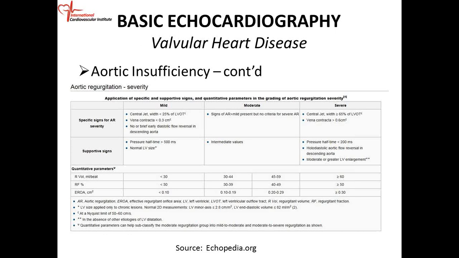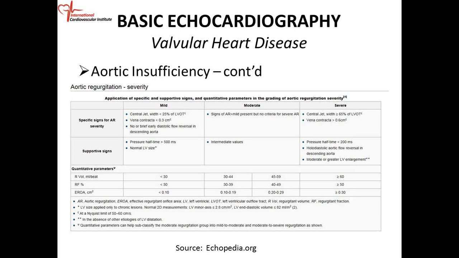For severe, we talk about the width of the regurgitant jet. If it's greater than or equal to 65%, the vena contracta greater than 0.6 centimeters, pressure half time less than 200. Remember the holodiastolic aortic flow reversal in the suprasternal notch. Greg? It's PW now, right? You evaluate that with PW, it said PW on there.